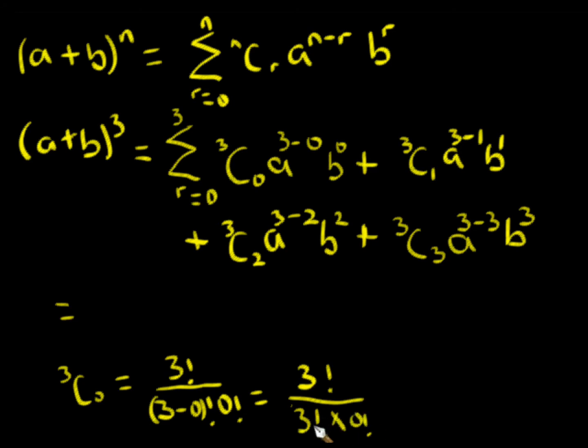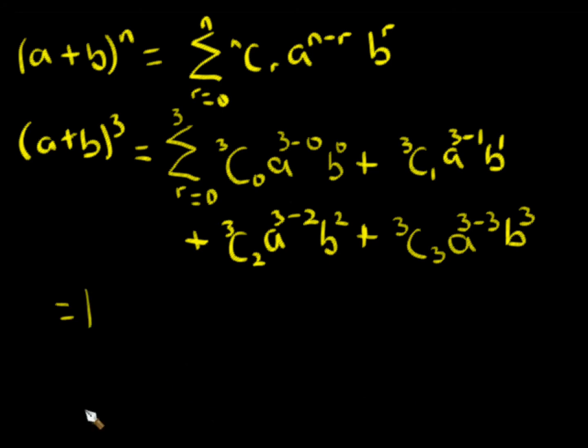In the last video we proved that 0 factorial is 1, so this is 1 over 1, right? So this gives us 1. That is what 3 combination 0 gives us, 1. So in this part of our question, we are going to have 1.